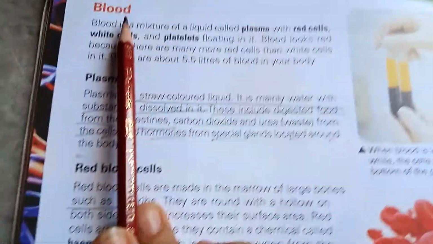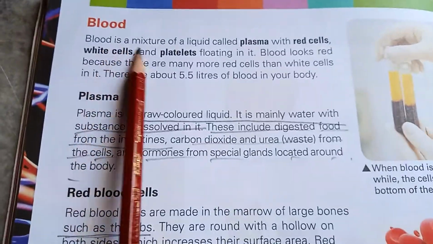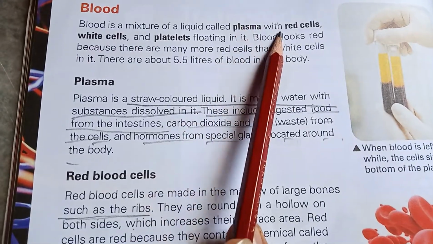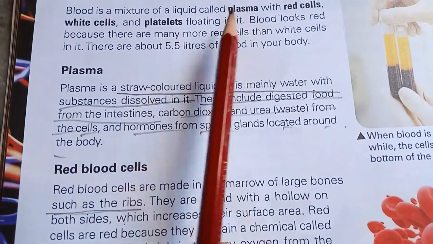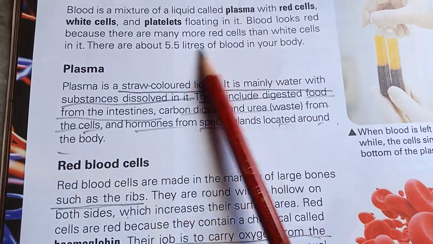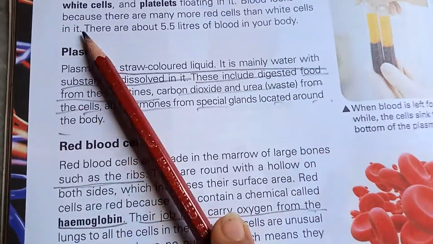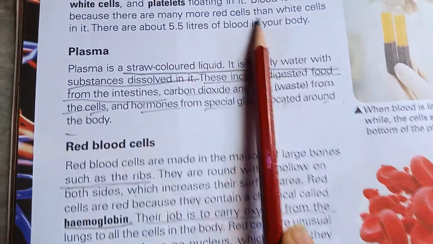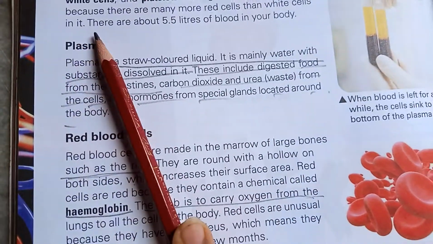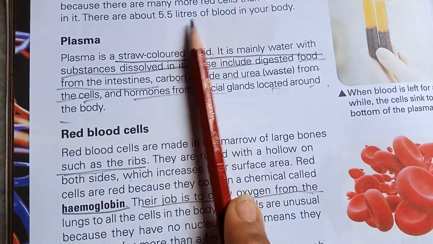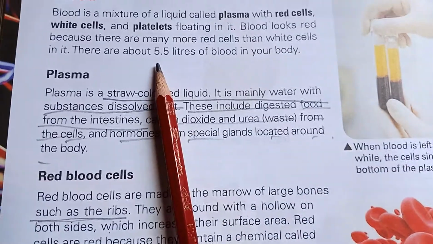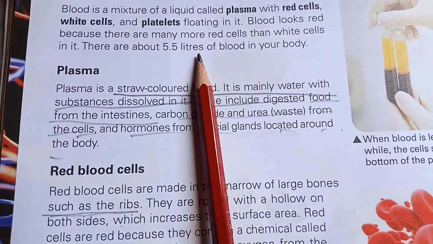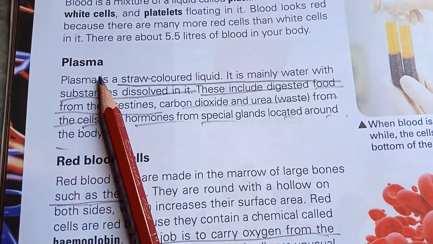The topic is blood. Blood is a mixture of a liquid called plasma with red cells, white cells and platelets floating in it. Blood looks red because there are many more red cells than white cells in it. There are about 5.5 liters of blood in our body. What is the quantity of blood in our body? It is 5.5 liters.